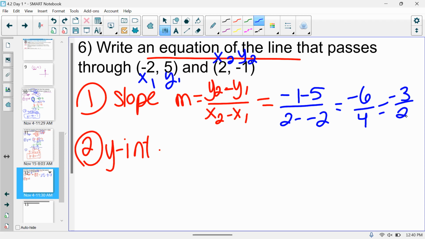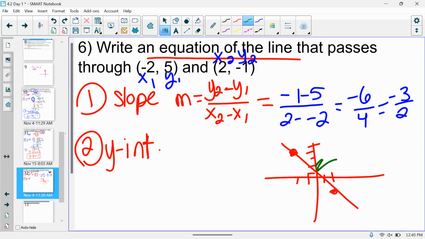All right, do we know the y-intercept? Like, is either one of these points on the y-axis? Give me a thumbs up if we know the y-intercept, thumbs down if we don't. So guys, if you don't know the answer to that question, make a picture. Negative 2, 5 would be somewhere over here. 2, negative 1 is somewhere down here. No, we don't know the y-intercept. That's not one of the points that it gives us.